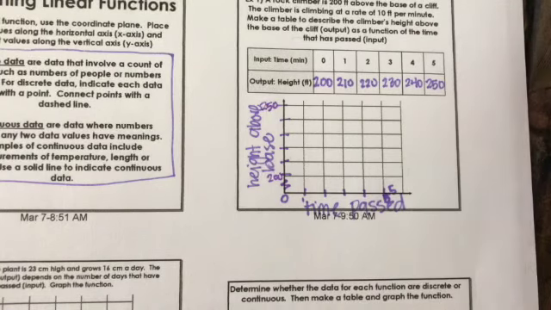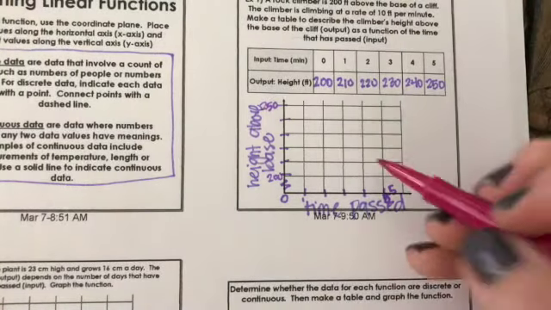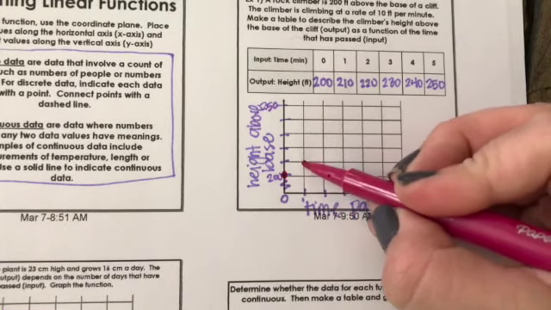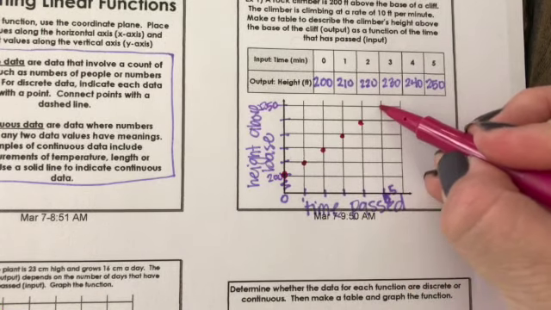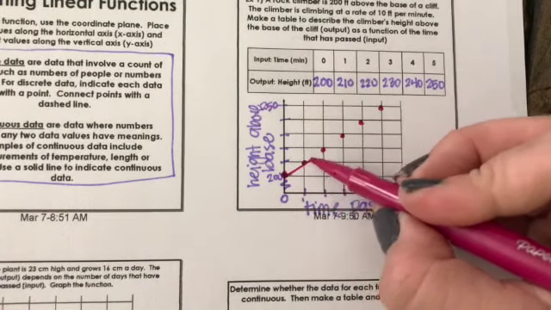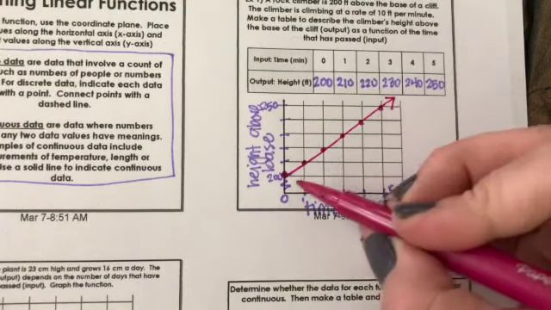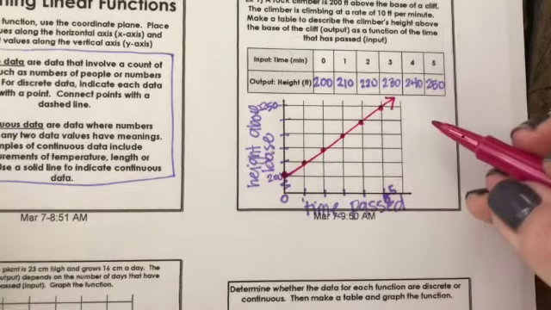So now I'm just going to graph my input-output pairs. At minute 0, the climber was at 200 feet. After 1 minute, he was at 210, 220, 230, 240, 250. I'm going to connect them with a line, and it's going to have an arrow on it to show that he could keep climbing. And this is a solid line.